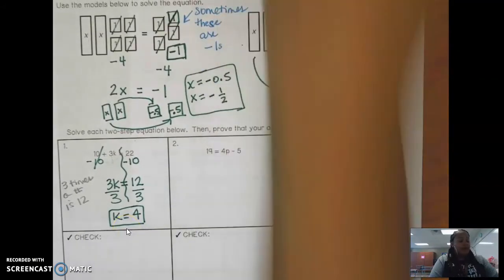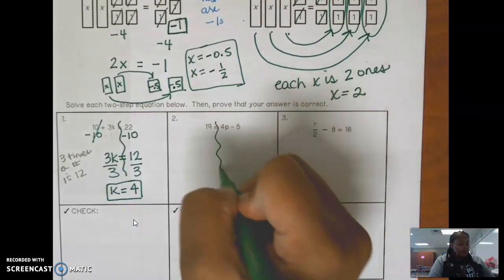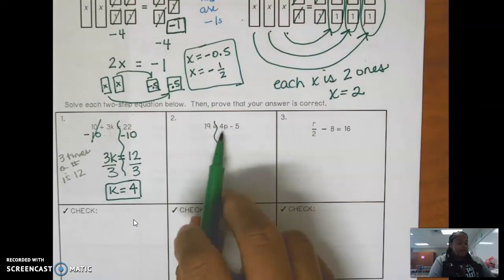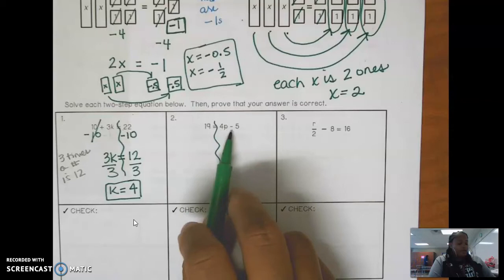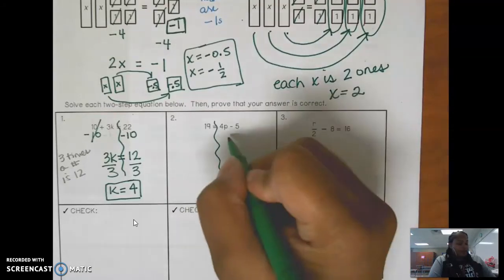So the next one, I'm going to draw a river through my equal sign. And I have to get rid of the 4 last because it's attached to the P. So this says minus 5. I'm going to do the opposite of minus 5, which is plus 5.